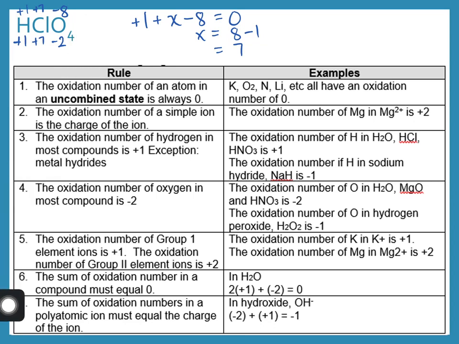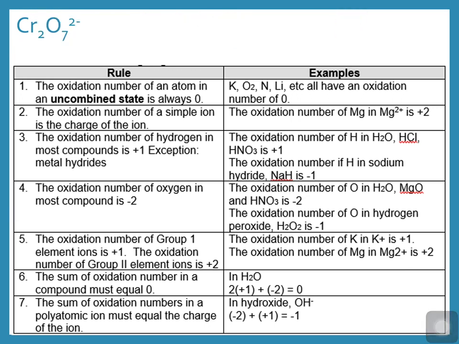This isn't charged. And then the other thing I could look at is that polyatomic ions have to equal the charge of the ion. Perchlorate has a charge of minus, and so if I take a look, this was +7 and -8, so 7 subtract 8 is -1, so that worked for that rule as well. So there's often multiple ways that you can calculate the oxidation numbers. Okay, we'll do one more here.